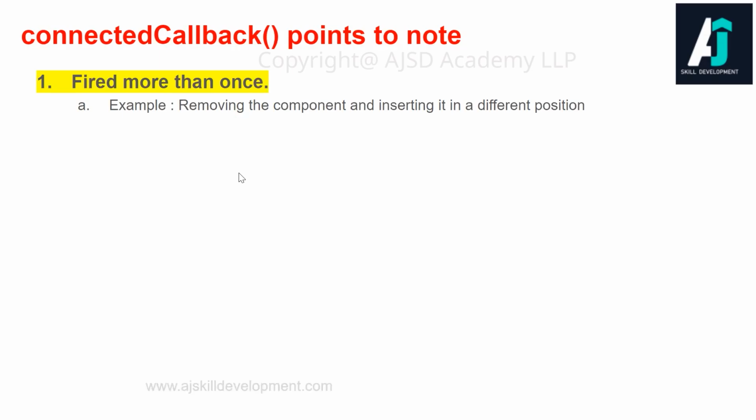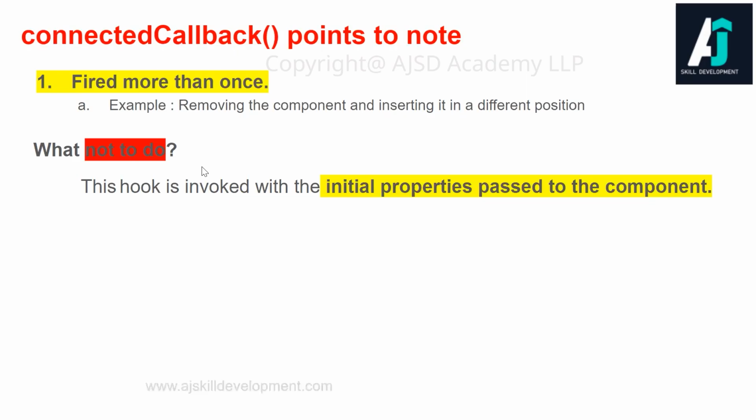The second one is what you shouldn't do inside the connectedCallback. We have learned that we can do the initialization tasks inside the connectedCallback, right? Now we are going to see what you shouldn't do inside it. For example, we can perform the initialization tasks inside the connectedCallback. I told you already, right? So you can use this hook for invoking that kind of activities.